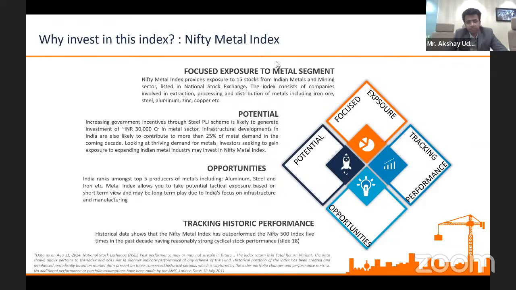Okay, so there's one question: could you please explain in brief by displaying performance metrics? Okay, let me quickly go back to that slide.